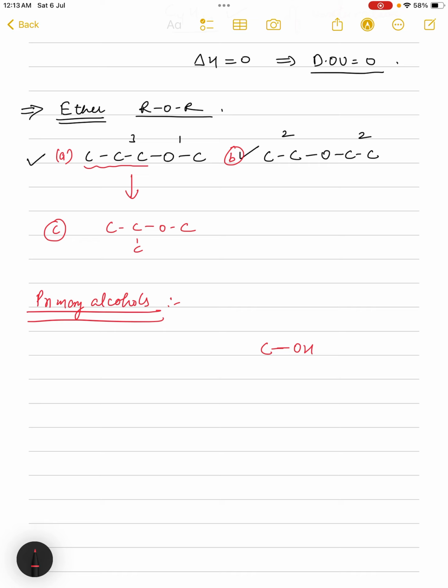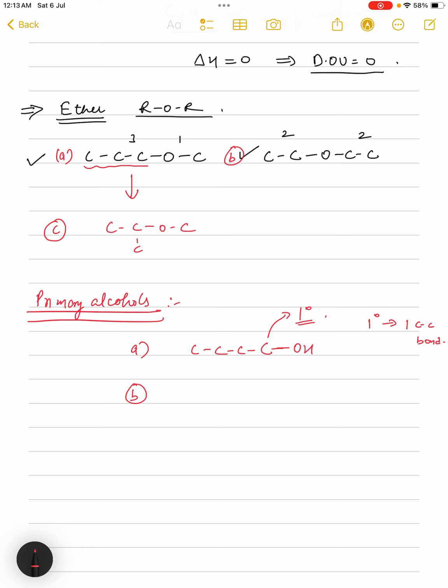First case, in the primary alcohols, the first molecule will be this one. All the 4 carbons are in a straight chain, and OH is attached to the last carbon, which is 1 degree. This carbon is 1 degree, right? Because it has only 1 C-C bond. A 1 degree carbon is that carbon which has only 1 C-C bond.